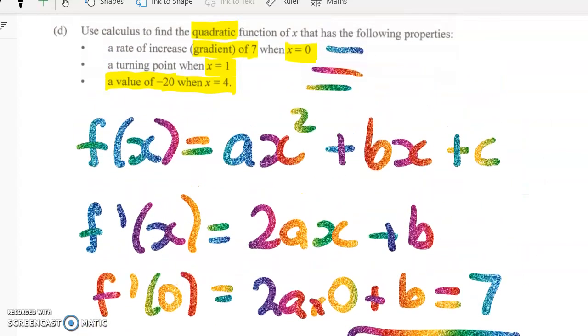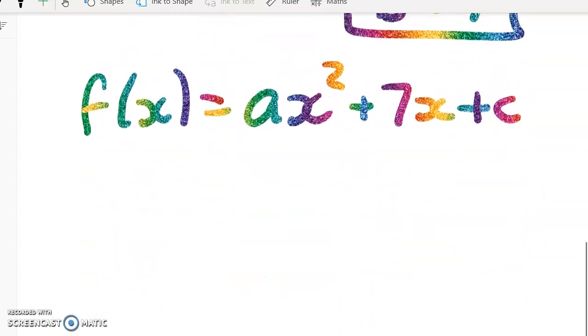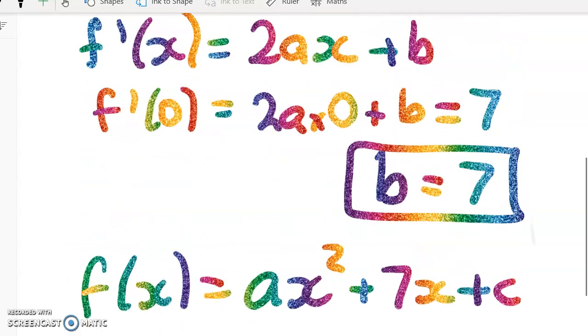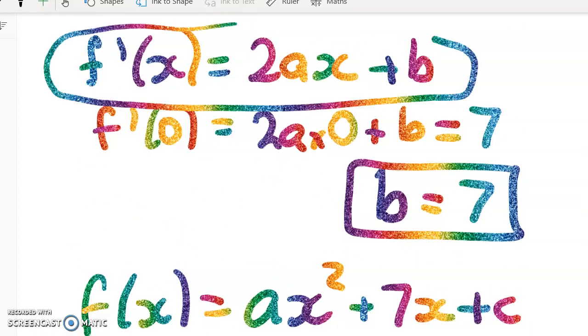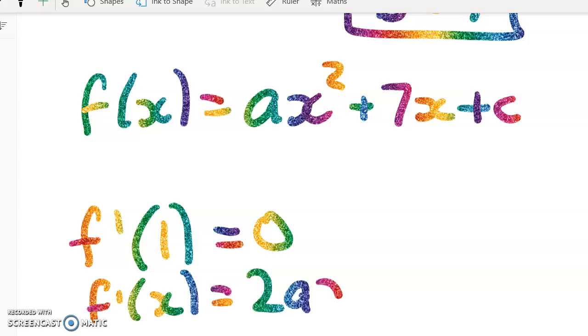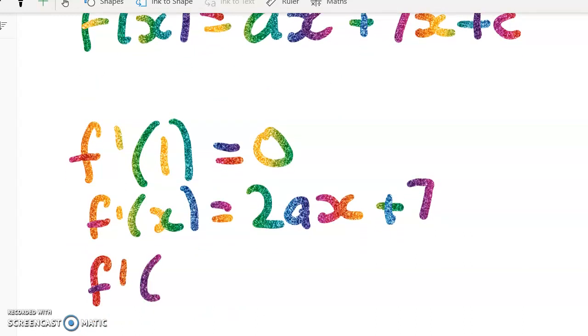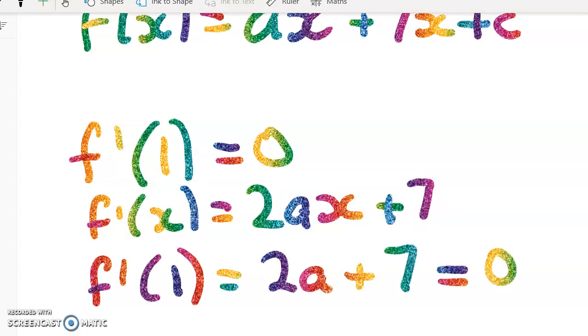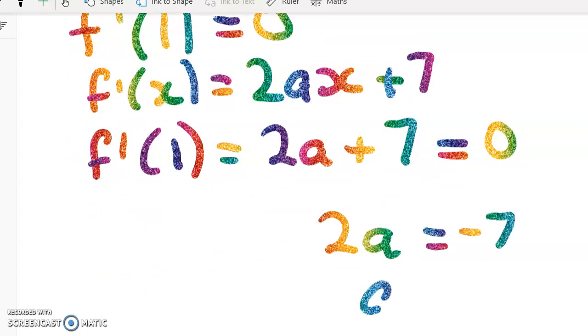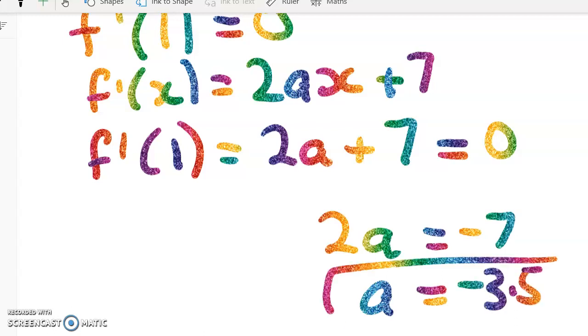Now, we know that there's a turning point when x equals 1. So f dash of 1 is equal to 0. Going back up, sorry about all the going back and forwards, this is my gradient function. So it's 2ax plus 7, right, because we've found b. So f dash of x is 2ax plus 7. And so f dash of 1 is equal to 2a plus 7. And we know that that has to equal 0. So what must a be? Well, 2a equals negative 7. So a equals negative 3.5.